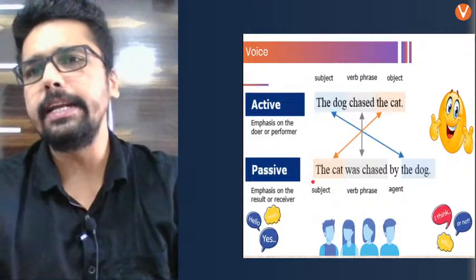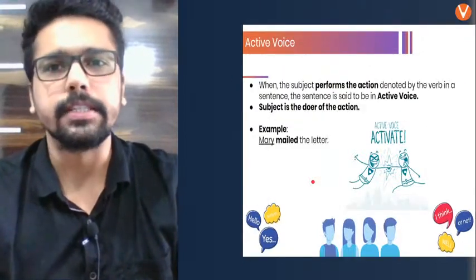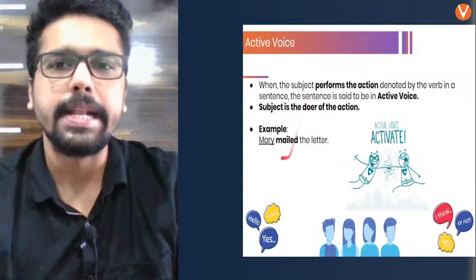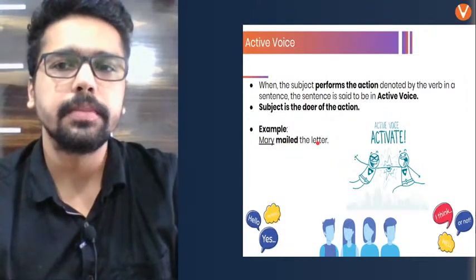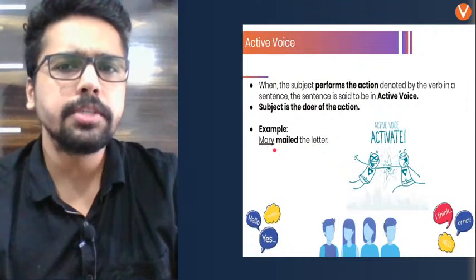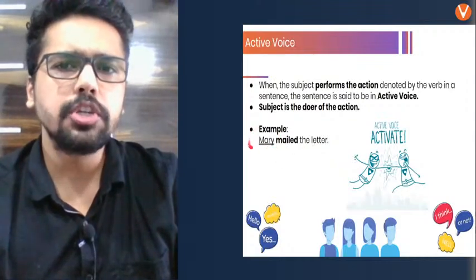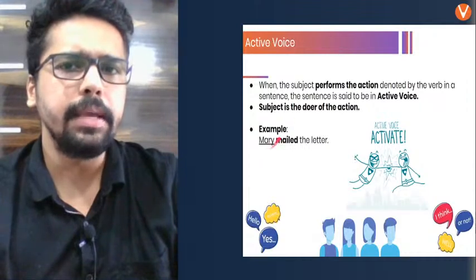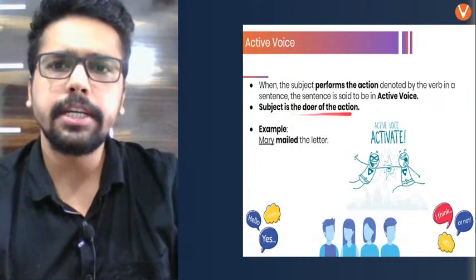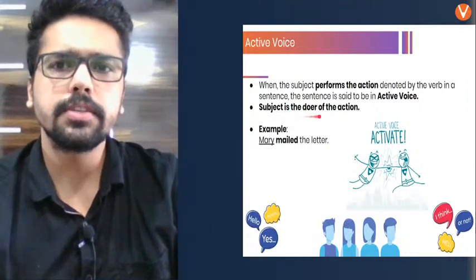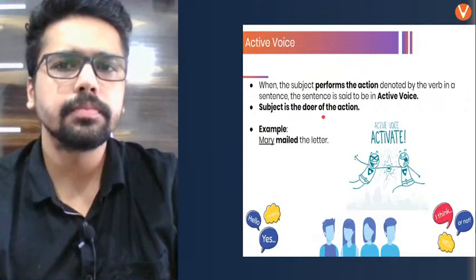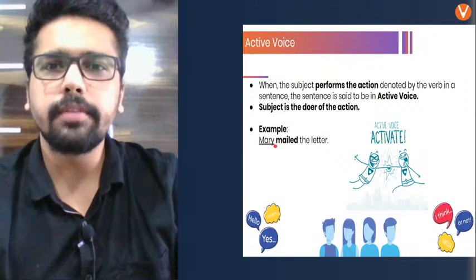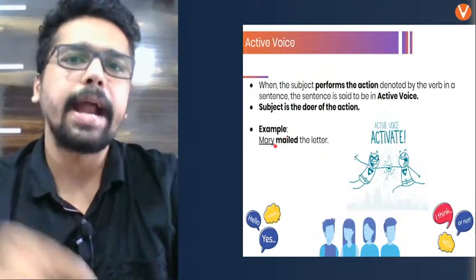So I'll make it very clear. Look at one more example. Look at this example here. Mary mailed the letter. Now this is very clear. The subject is Mary and she's doing the action here. That means I can clearly say the subject is a doer of the action. So when the subject is a doer of the action here, this sentence is in active voice.